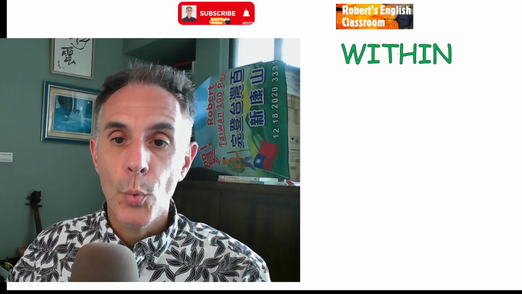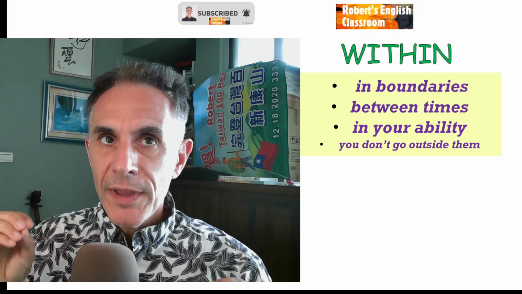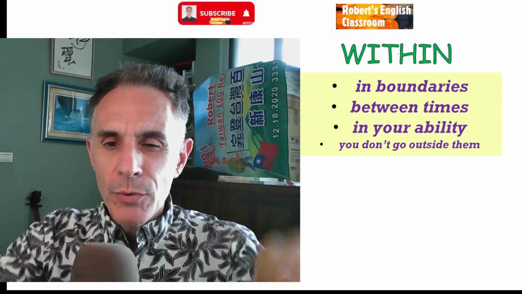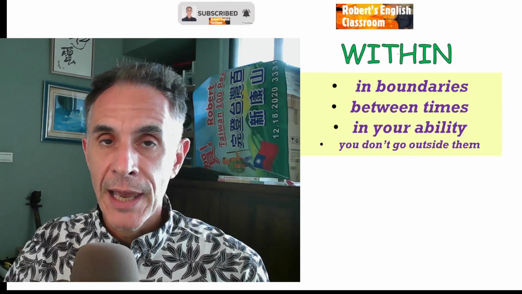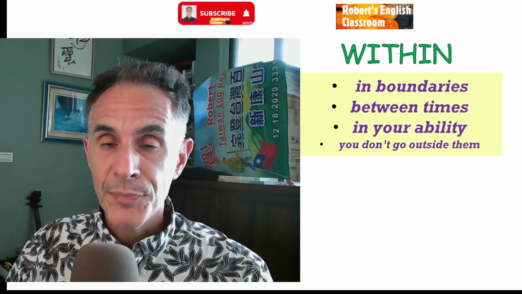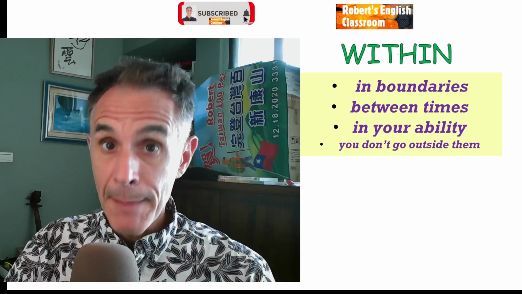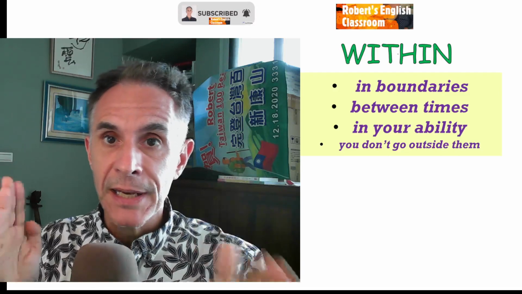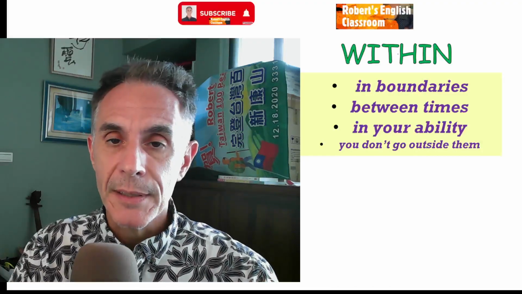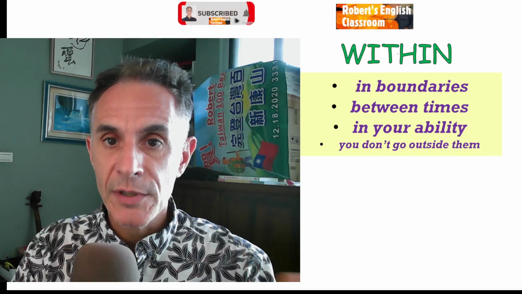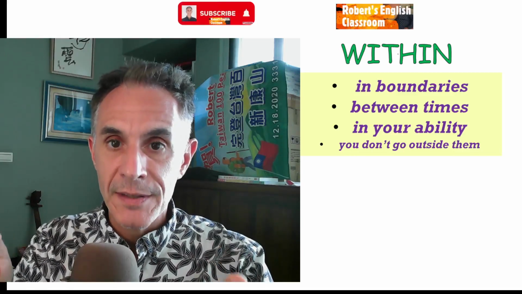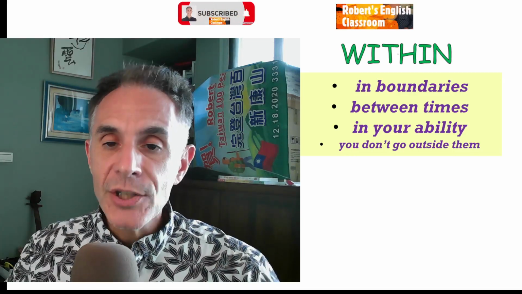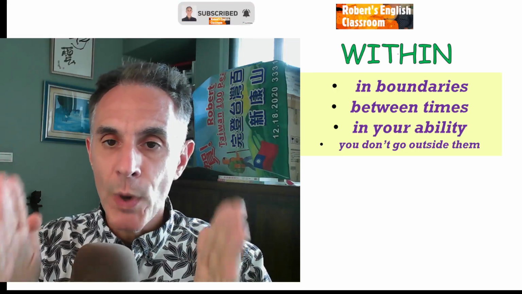Okay, next one here. Within. All right, so within is a little bit more difficult, okay? Within, we're talking again about boundaries. Okay, so you have these lines and you're outside or inside the lines. And when we're inside, we're saying within. Now, the boundaries can be time, okay? Time boundaries, a beginning and an end time. It can be your ability, right? How fast do you run and how slow do you run, right? You have a fast and a slow speed, so you run within this speed. And you can't go outside these boundaries. You must stay within them.